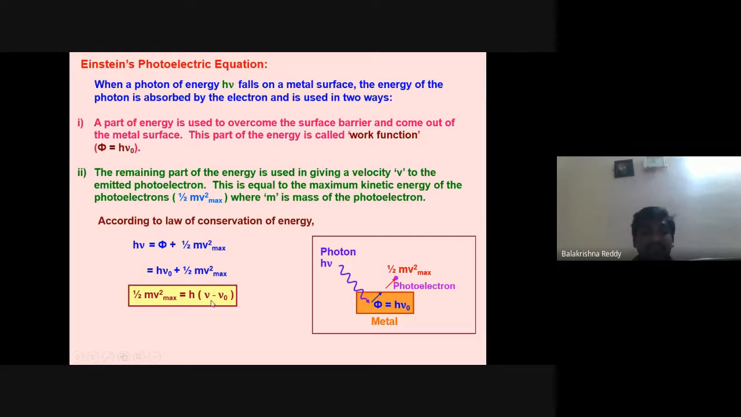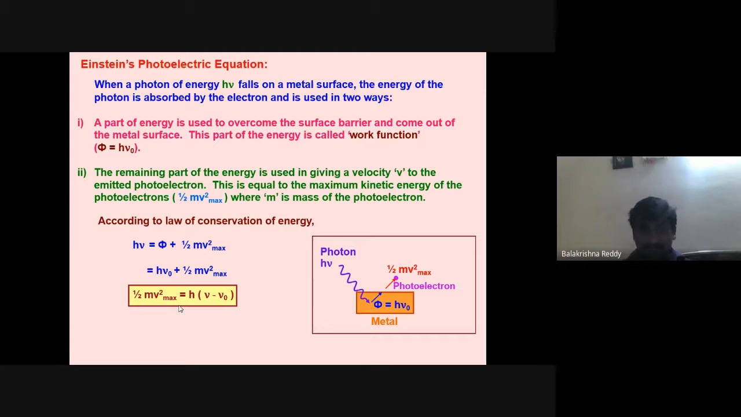h(ν − ν₀), the change in frequency times h, equals ½mv², the maximum kinetic energy. This is Einstein's photoelectric equation, in its standard form. I hope you understood how Einstein used the photon, how it imparts its energy to the metallic surface, and therefore how the equation is used.